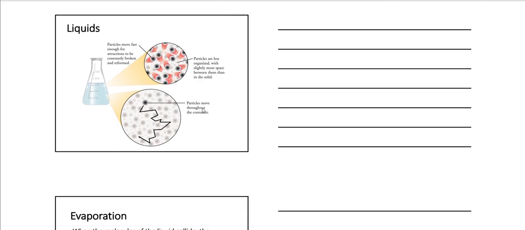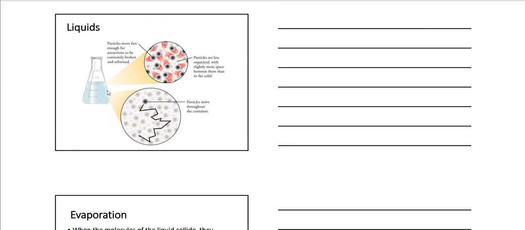And you can see how these particles really have a larger degree of freedom compared to the solid that we looked at earlier. So the particles are moving fast enough so they can break attraction and form new ones. Particles are less organized, so there's more chaos, there's more freedom in movement, and slightly more space between them compared to the solid.